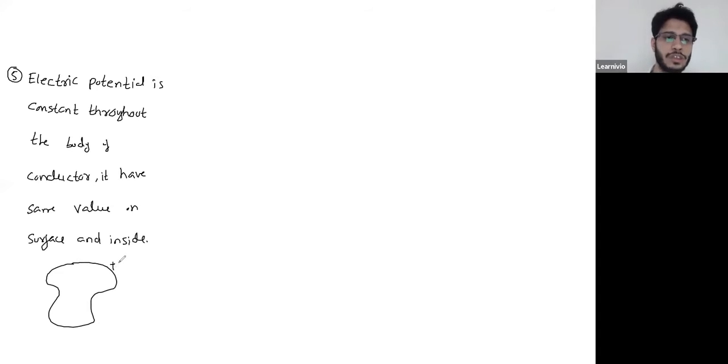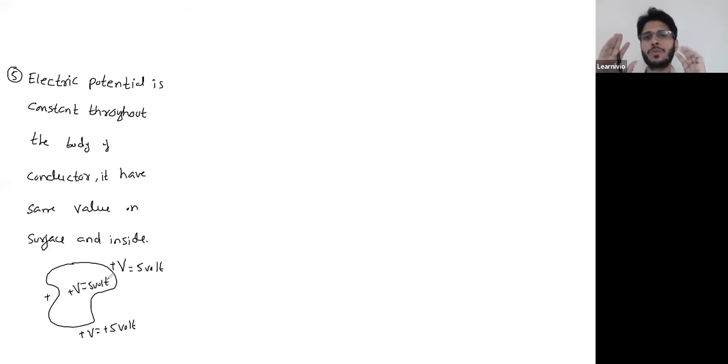If I say that the potential over the surface is V, which is 5 volts, then on each and every point of the surface, your potential is 5 volts. Here too, your potential is 5 volts. Even inside the conductor, your potential is 5 volts. So throughout the body of the conductor, your potential is constant. That is the fifth property.